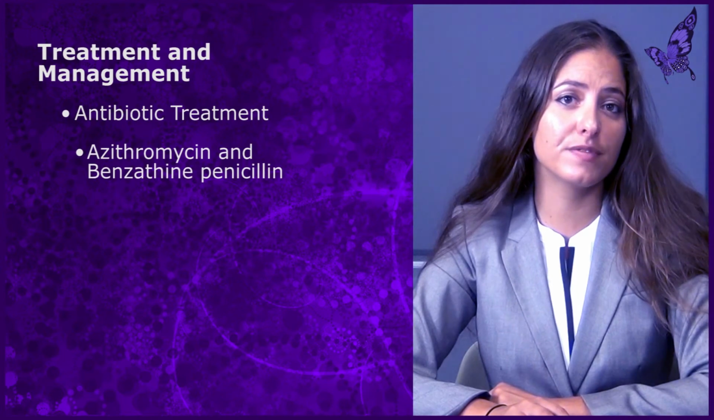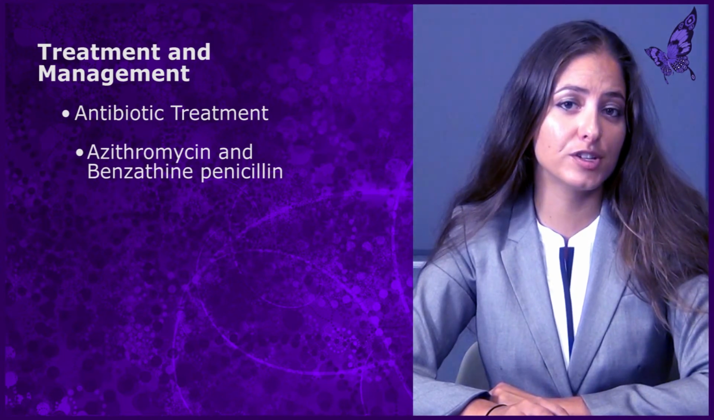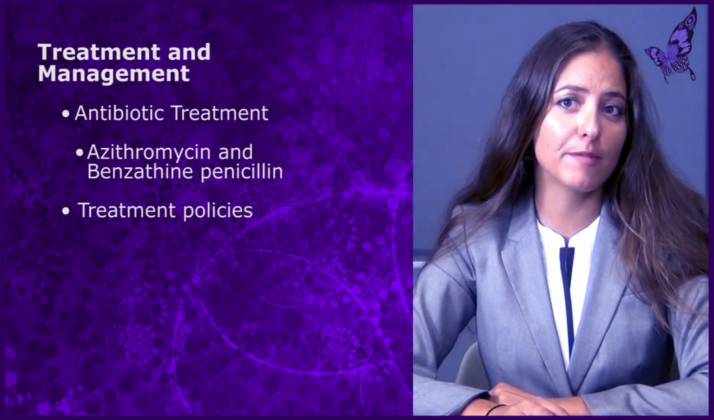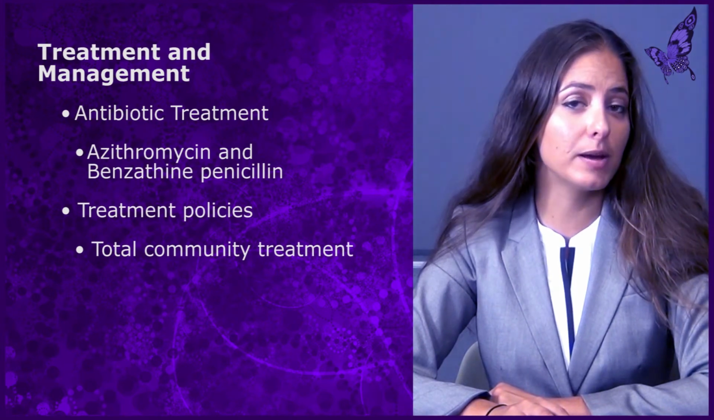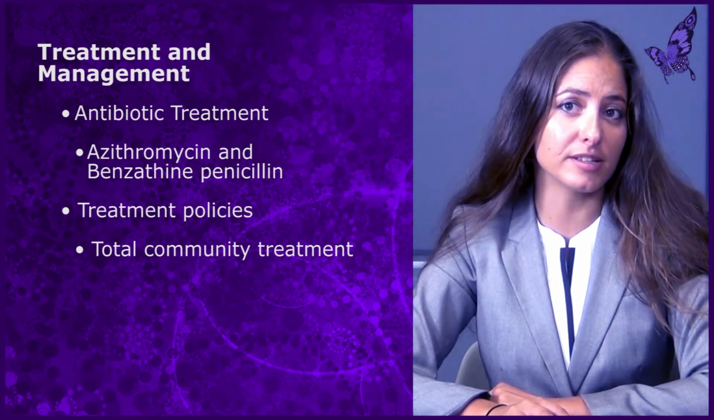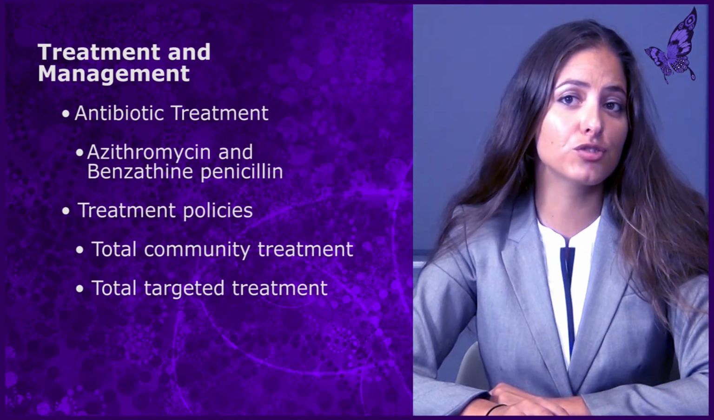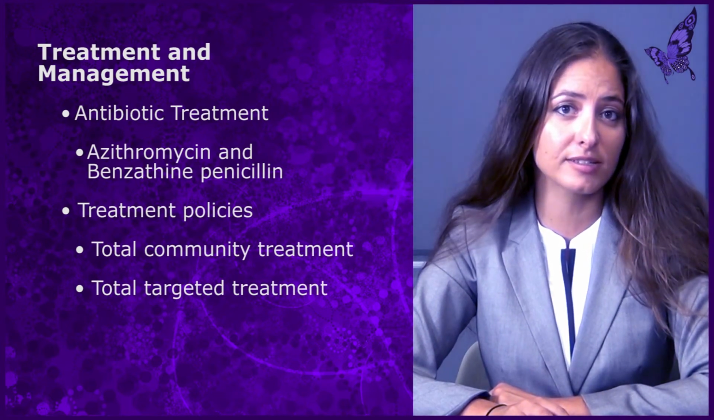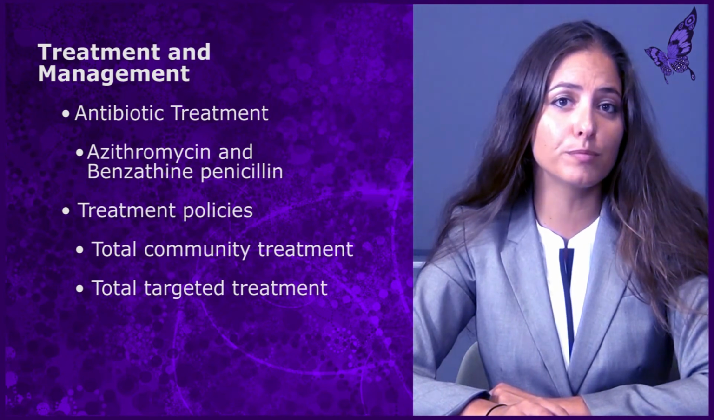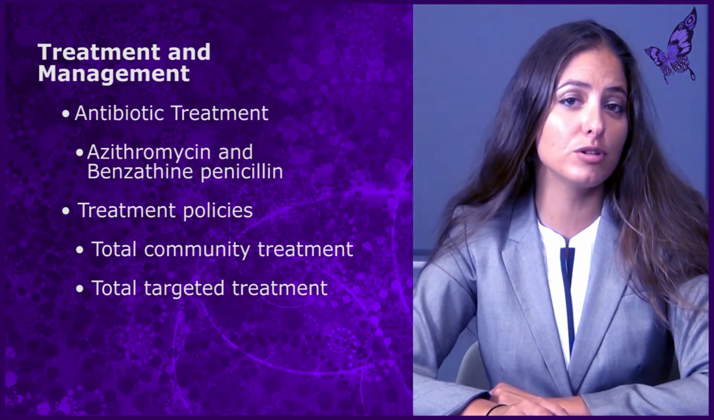To prevent the spread of the disease among susceptible individuals in endemic communities, 2 treatment policies have been recommended: total community treatment, targeting an entire endemic community, irrespective of the number of active clinical cases, and total targeted treatment, targeting all active clinical cases and their contacts, including household, school, and playmates, after total community treatment.